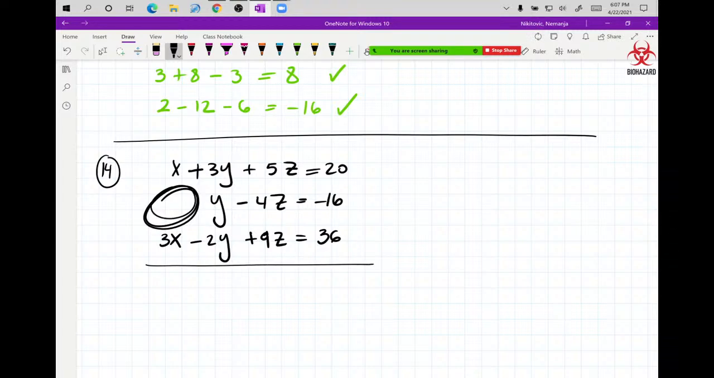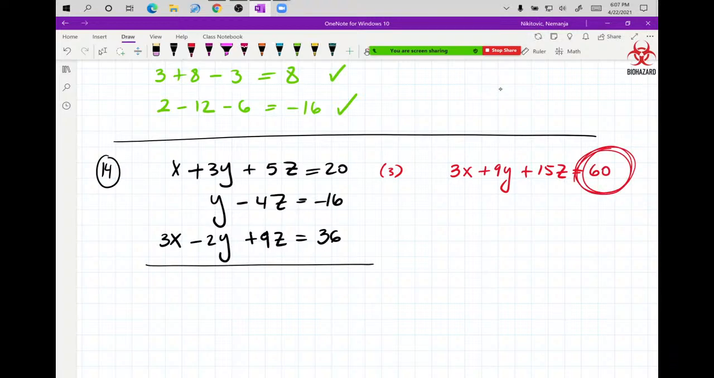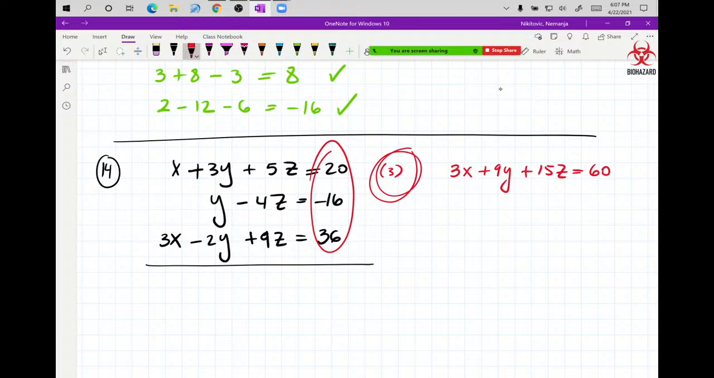x is already missing over here. Great. All I need to do is multiply the top equation by 3 and then combine the first and third equations by subtracting them to kill that x again. So the first equation times 3 is 3x plus 9y plus 15z equals 60. Usually, when you make a mistake, you forget to multiply this number. This is usually, not always, but usually, where the mistakes are. For whatever reason, you do not multiply by whatever number you have, and obviously that will make everything off.